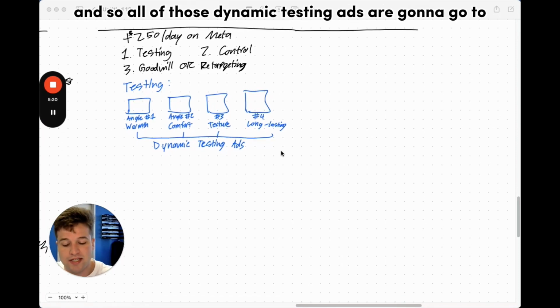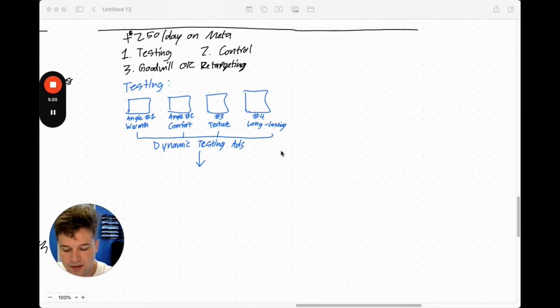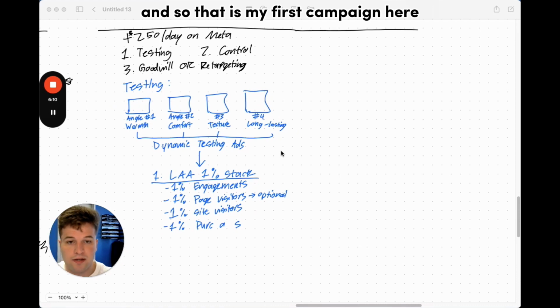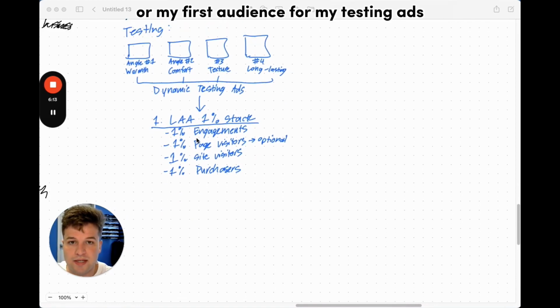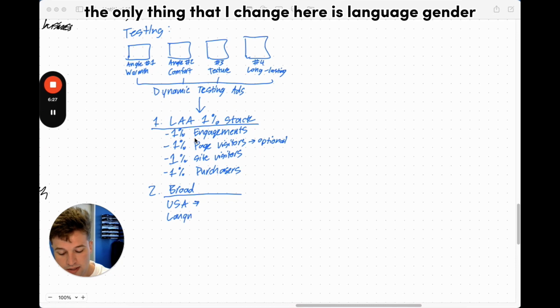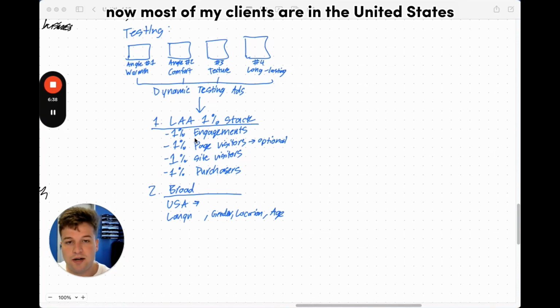And so all of those dynamic testing ads are going to go to the exact same audiences. 2 audiences for my testing. The first audience is a lookalike 1% stack. And so that is my first campaign here, or my first audience for my testing ads, okay? And then my second one is broad. The only thing that I change here is language, gender, location, or age. That's it. I don't touch anything else. Now, most of my clients are in the United States, okay?